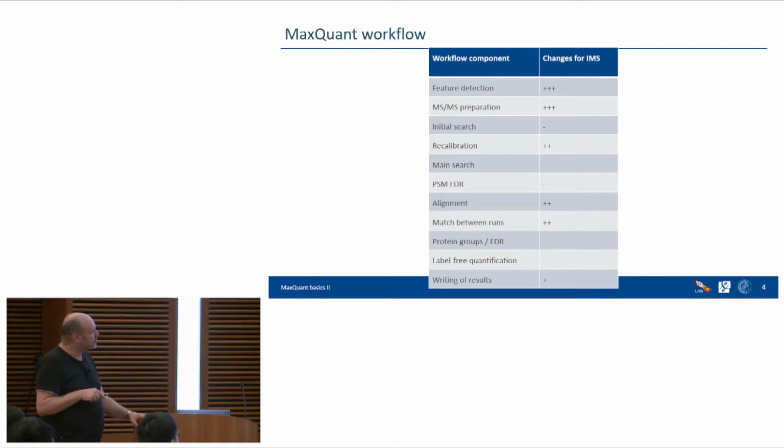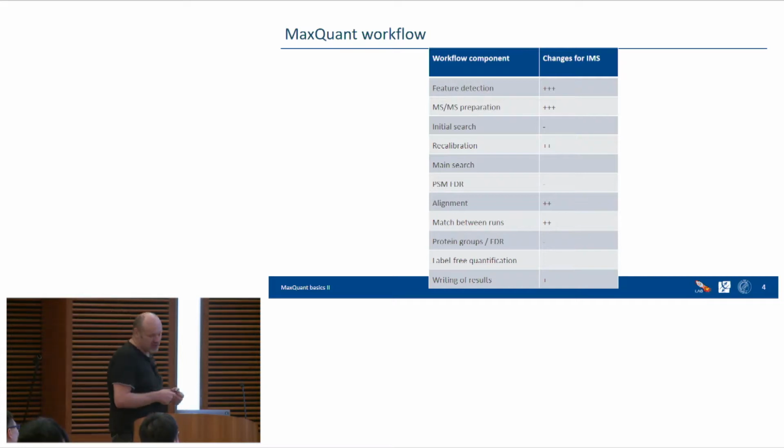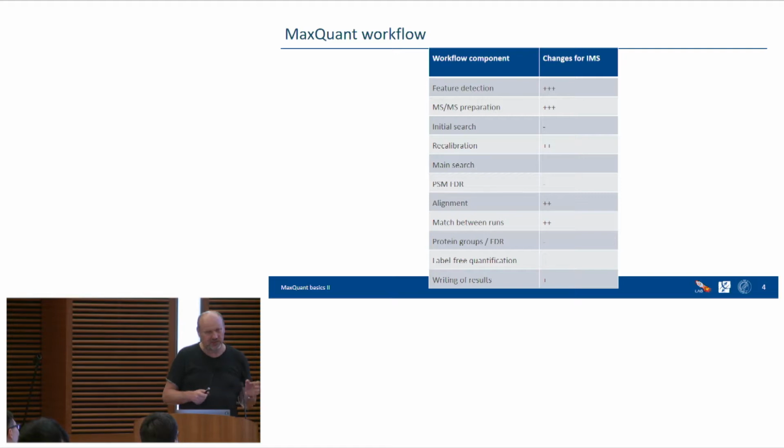But then for things like protein grouping and label-free quantification, there's not much to do. That should be transferable one-to-one to ion mobility data. And then, of course, since some results are now specific to ion mobility, the writing of the result tables will also have to be changed a little bit.